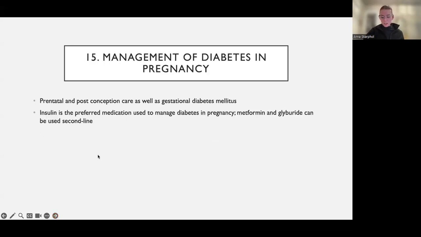There's a whole section on management of diabetes in pregnancy, which again, I'm not going to get into, but if you needed to find out more information on that, heading to this section of the guidelines would be a great start.